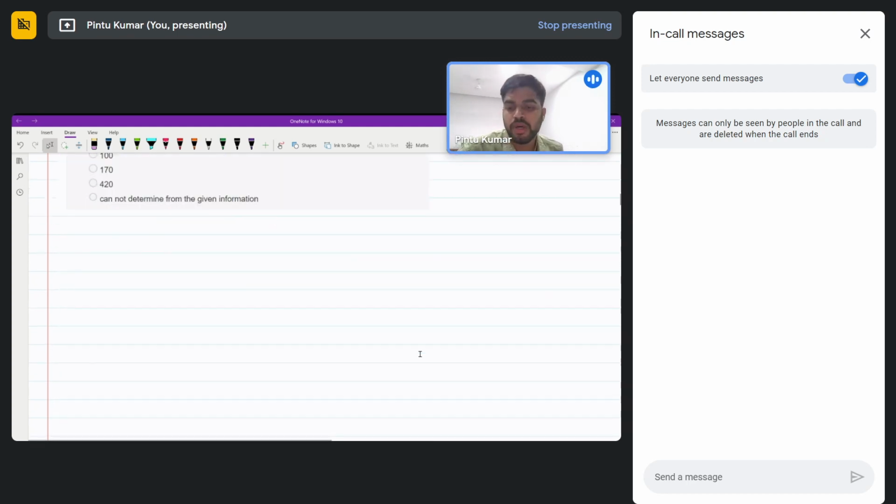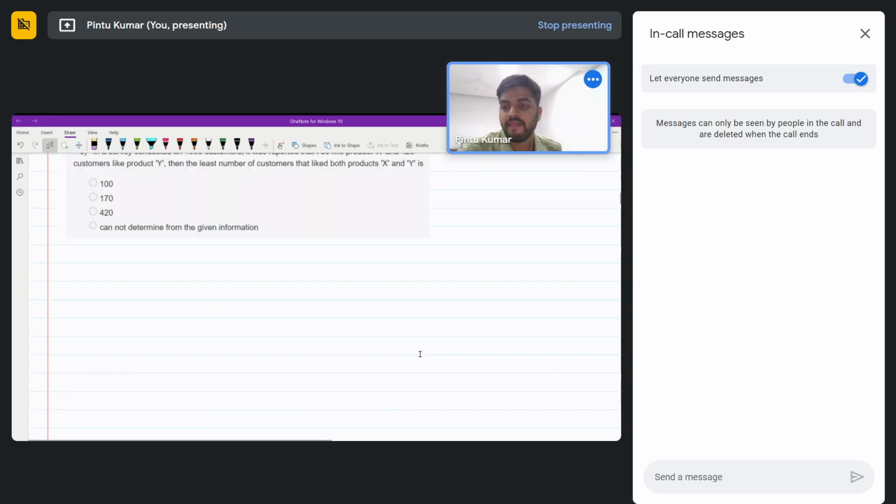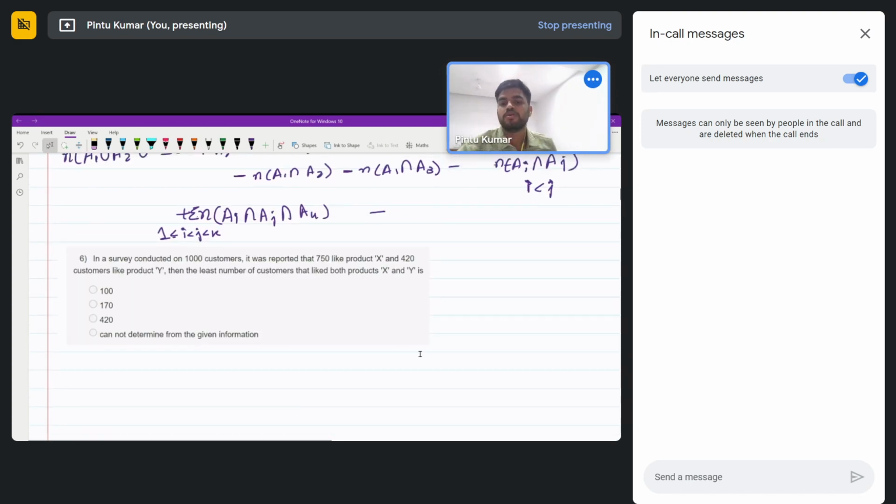So here is a small question based on what we did. It says that in a survey conducted on 1,000 customers, it was reported that 750 like product X. So let's try to draw a Venn diagram of it. The survey was conducted on 1,000 customers, so your universal set contains 1,000 customers. The number of elements in this rectangular box that I have drawn is 1,000, and it was reported that 750 like product X. Let's say this is the circle corresponding to product X, then there are 750 people who like this product.